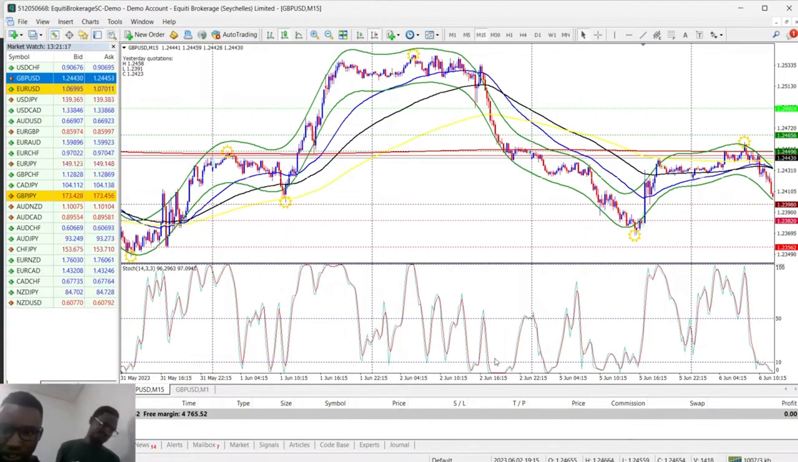Look at this. The closest one to price is the 50 moving average. The next one is the 100, and the next one is the 200. The higher their value, the longer it takes for them to respond to change. So the 50 responds quicker, is closer to price. The 100 takes its time. The 200 takes more time to respond. Do you understand?